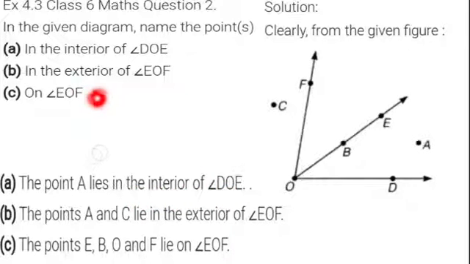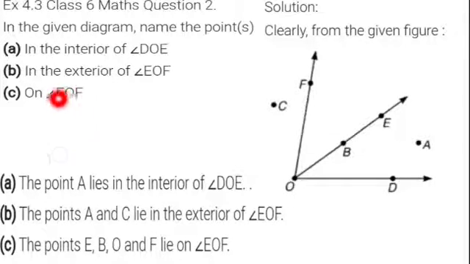The next is the exterior of angle EOF. So here is E, here is O, and here is F. In the exterior of this angle, that means outside this angle, we have the points C, A. Here only A and C are mentioned, but D will also come in as an exterior point of this angle. It is not written here, but you have to write D also. So the points are A, C and D.